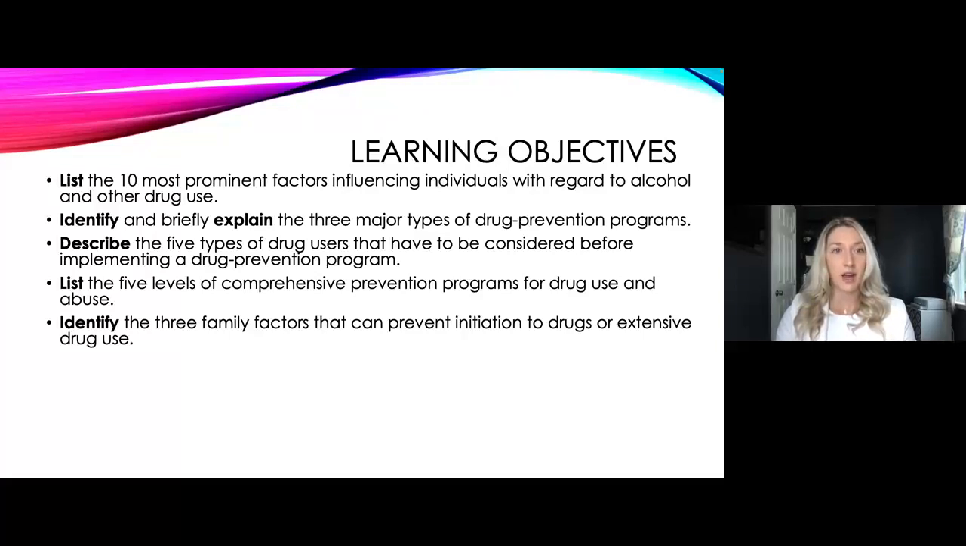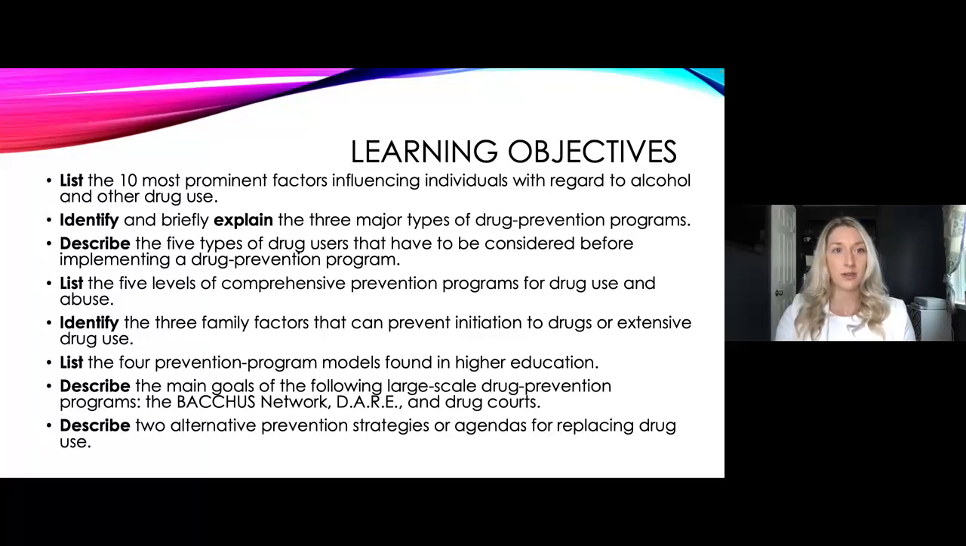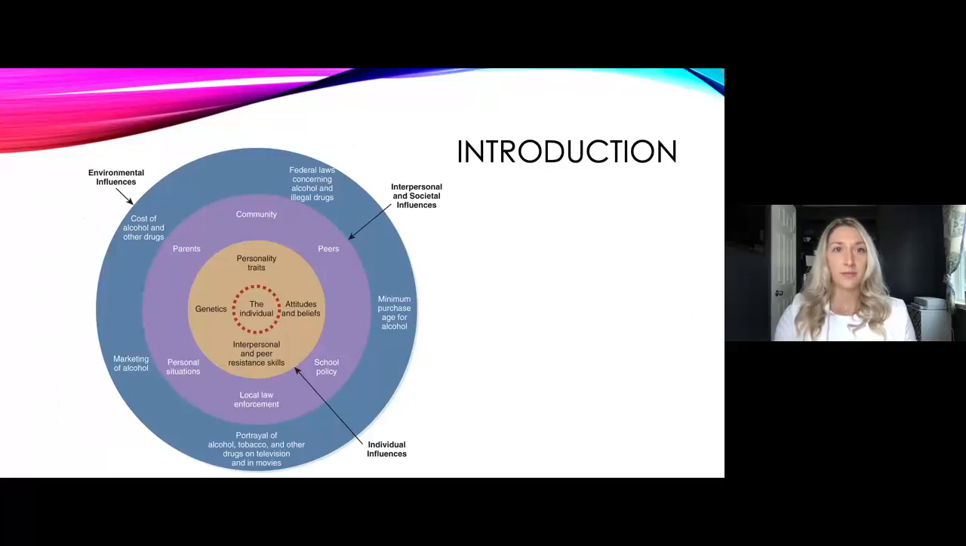identify the 3 family factors that can prevent initiation into drugs or extensive drug use, list the 4 prevention program models that are found within higher education, describe the main goals of the following large-scale drug prevention programs, including the Bacchus Network, DARE, and drug courts. And finally, to describe 2 alternative prevention strategies or agendas for replacing drug use.